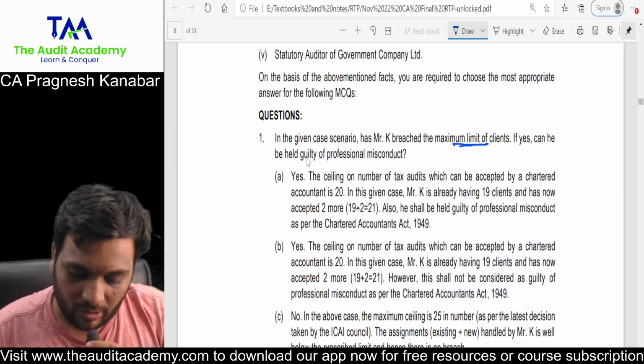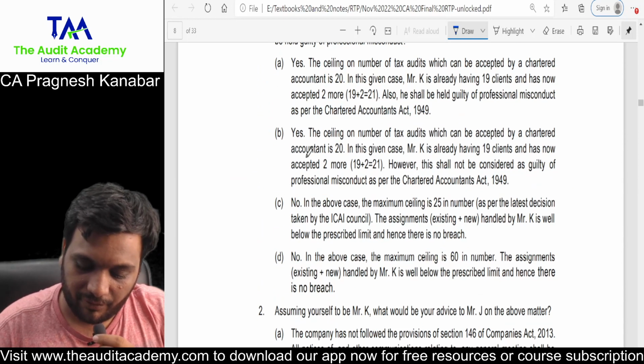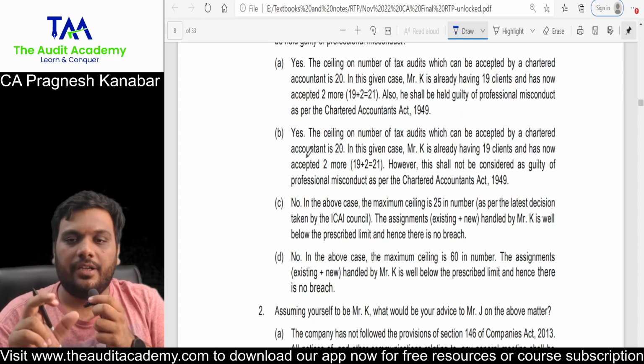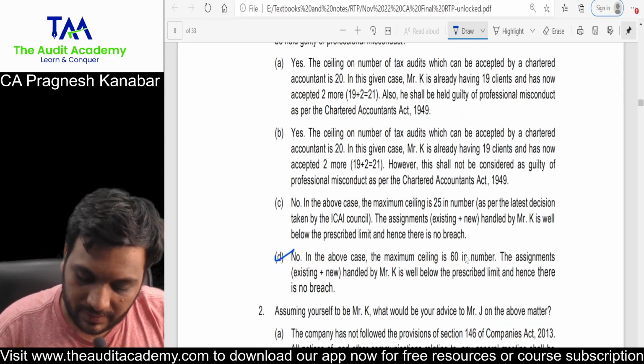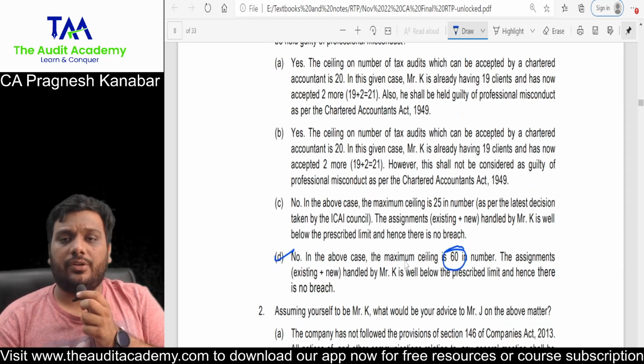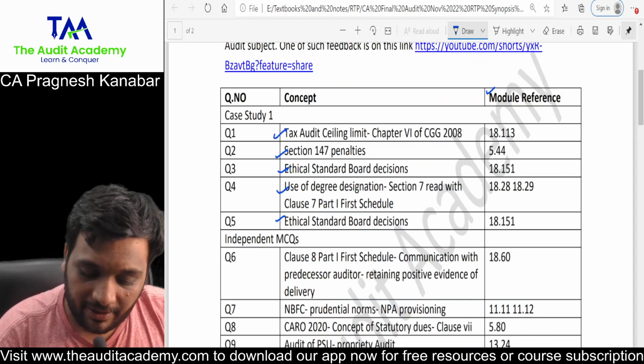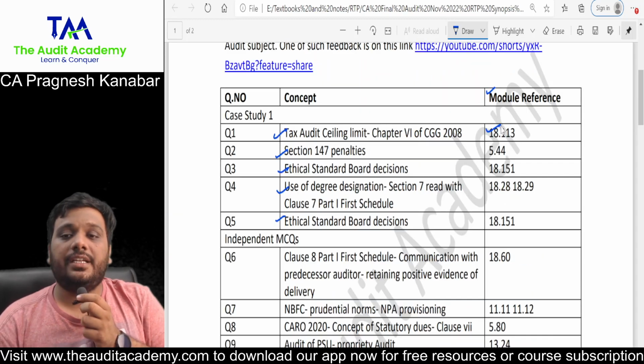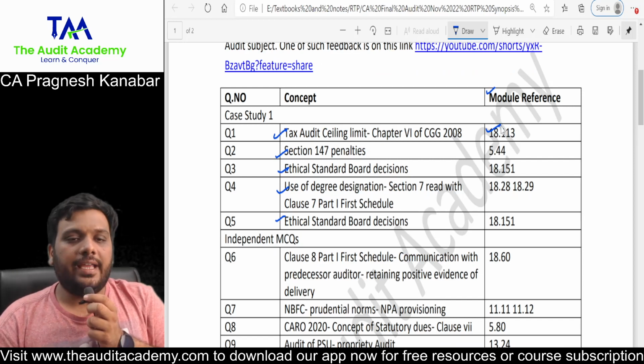And as you can see in the options, they are confusing you with the numbers 20, 25 and all that. They are just testing whether you know this 60 limit for tax audit or not. And I have given this module page number reference 18.113. Why have I given this?